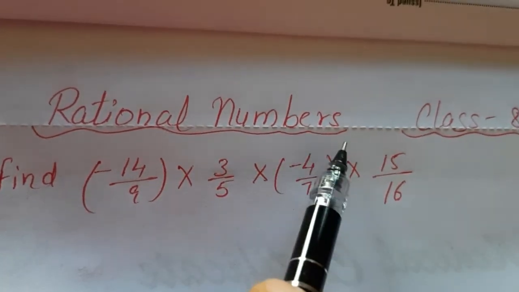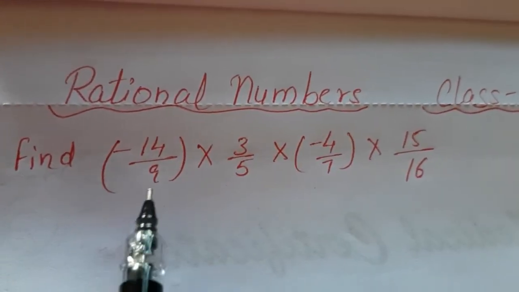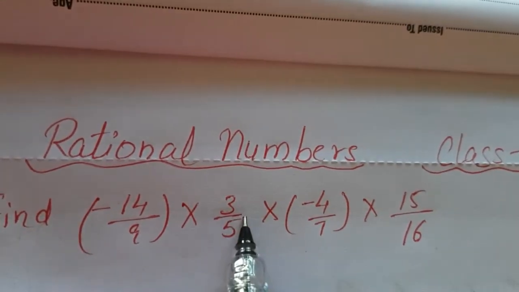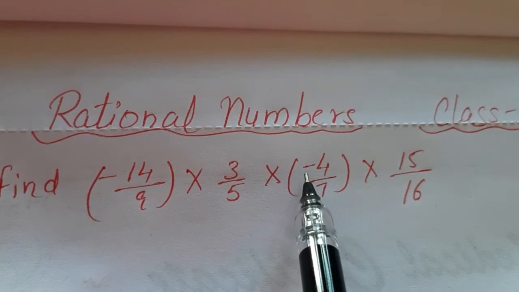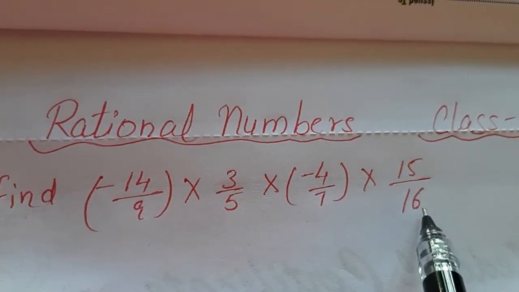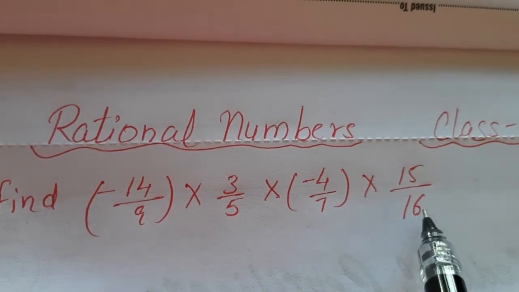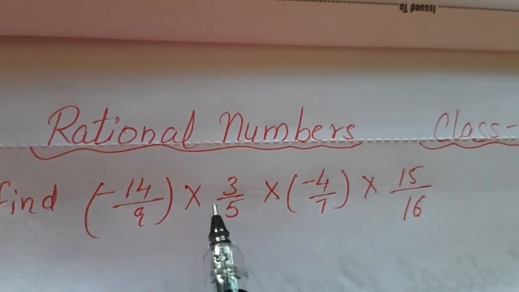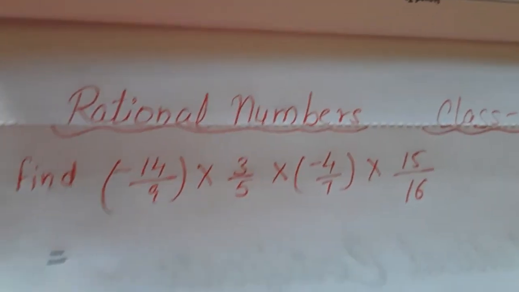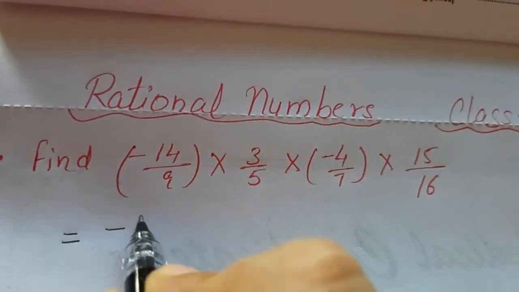Rational numbers, some extra questions we are going to do. Very first is find minus 14 by 9 multiply by 3 by 5 into minus 4 by 7 into 15 by 16. So we have to solve it out. First of all, what we have to do, we will remove the brackets here. So the very first step is we will remove the brackets.